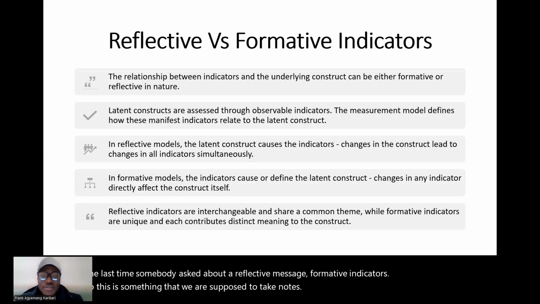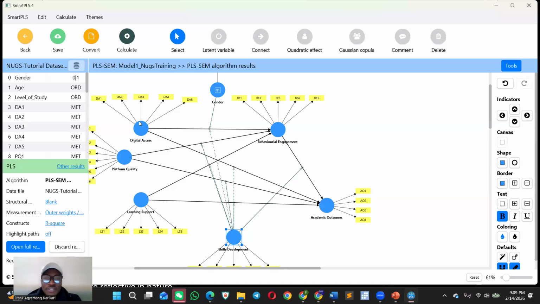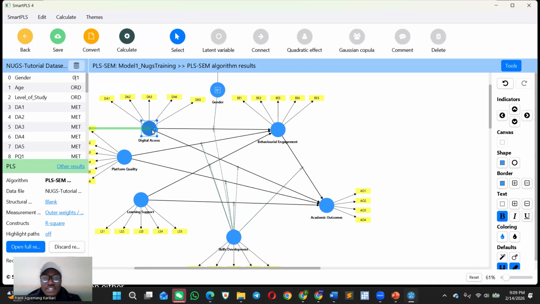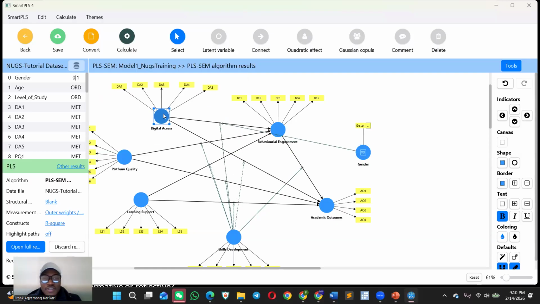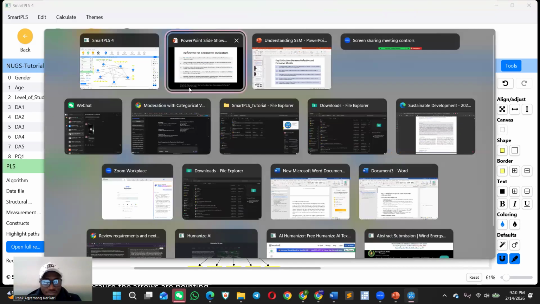The relation between indicators and then the underlying construct can either be formative or reflective in nature. So the relationship between this construct and then the indicator, these ones, can either be formative or reflective. All right. So what we saw here, or what we have always been doing, is always reflective, right? Because the arrows are pointing towards the indicators.